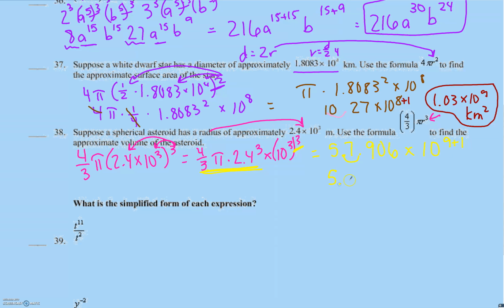So 5.79 times 10 to the 10th power. Label here, since we're talking about volume, is going to be meters cubed.